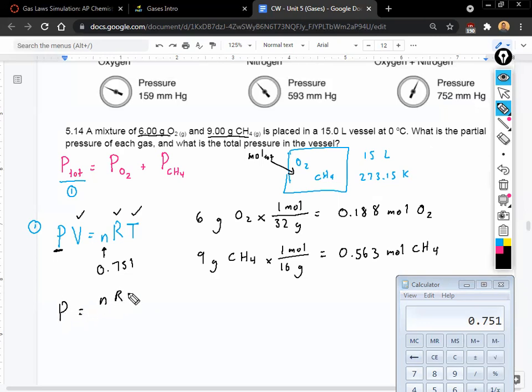If I rearrange the equation, I could put volume on the bottom. Okay, now I'm going to plug in my moles first. So I'm going to put in 0.751 moles. Okay, for our R value, it depends what we want to find the pressure in. I'm going to find the pressure in ATM, so I'm going to put 0.0821. And then for the temperature, we'll put 273.15 Kelvin. And then the volume of this container is going to be 15.